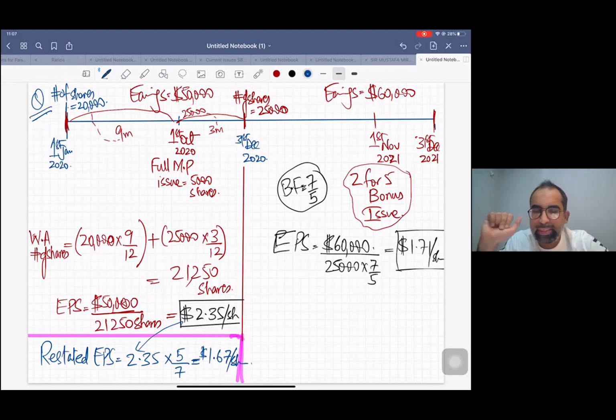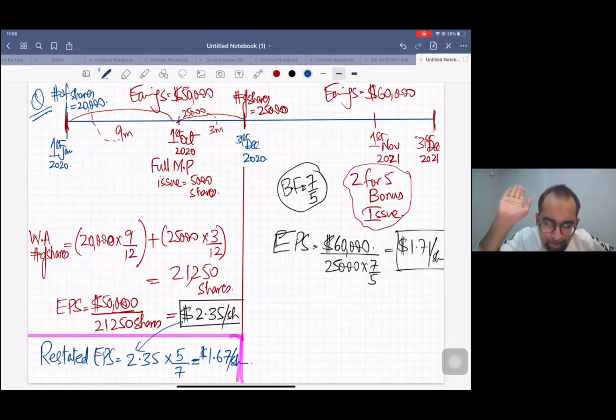Second, whenever there is a bonus issue in the question, a bonus issue is a free issue. Bonus shares are always adjusted from the beginning of the year, and we do it through the bonus fraction. And one last thing, don't forget it. It will help you in the next class.